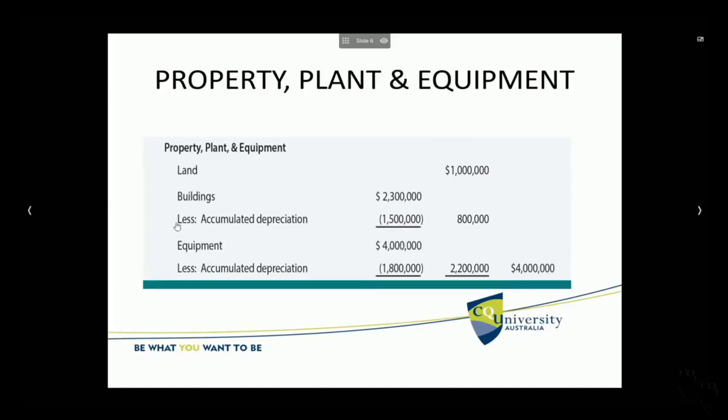Now, there's two extra lines. There's less accumulated depreciation and less accumulated depreciation, one for the buildings and one for the equipment. That's what we call a contra asset. So accumulated depreciation is what we call a contra asset. And what is accumulated depreciation? It's the accumulation of the depreciation over a number of years. So every year we depreciate our particular asset, and then that year's depreciation gets added onto the next year's depreciation, which gets added onto the next year's depreciation, and so the depreciation is accumulated in the contra asset account on the balance sheet. And we'll look at the journal entries next.